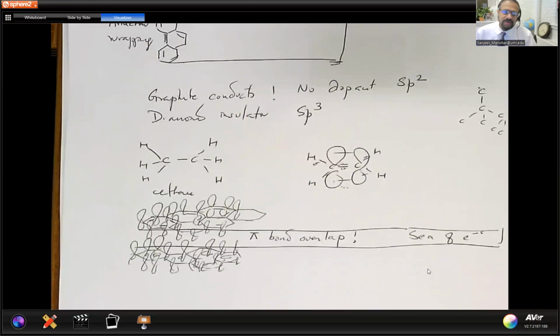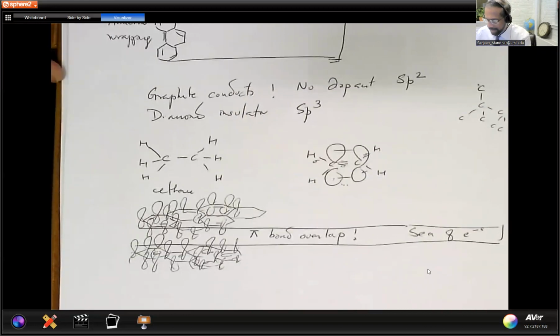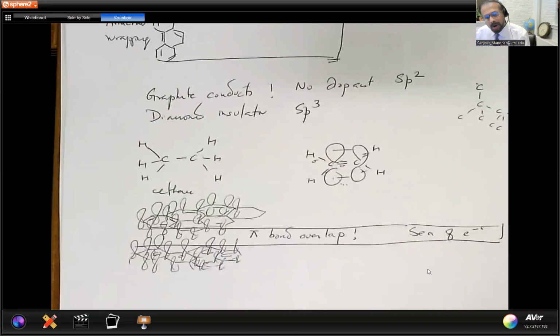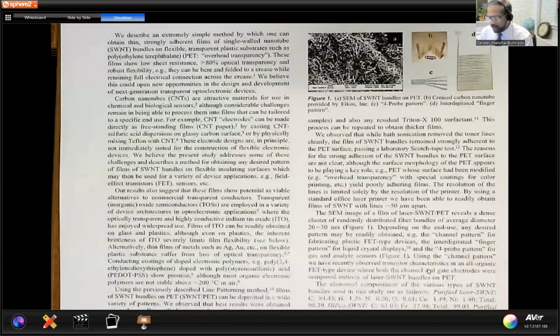So that's the answer. It's intrinsically conducting because it has a sea of electrons. Like metals, it doesn't have to be doped. Copper, you don't have to dope copper. Copper is conducting, right? That was the answer to that question. All right.